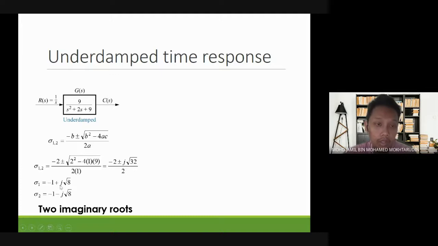Okay. So maybe in the mathematics subject that you have taken, we use the symbol i. But in this subject we use j. So why the difference? I don't know. For fun. Just to give you a headache.